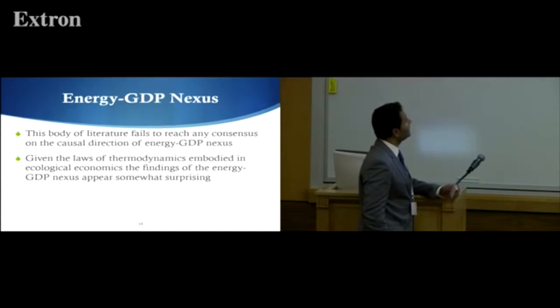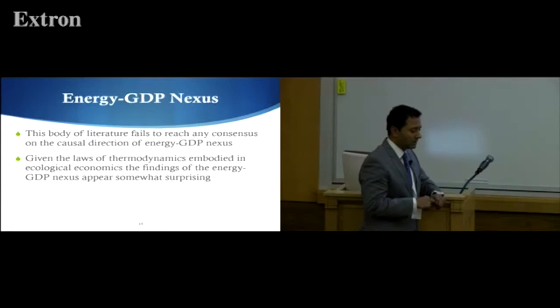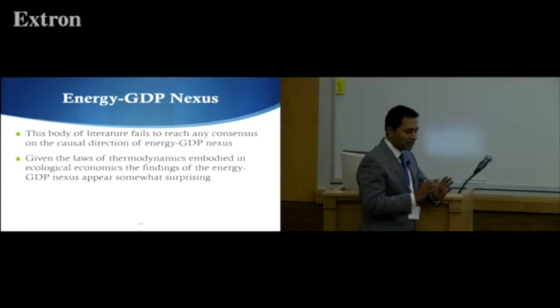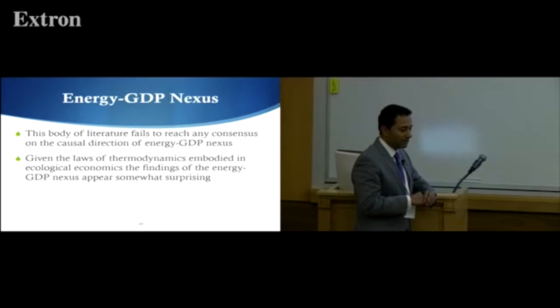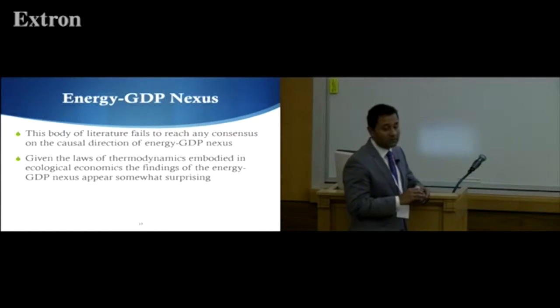I'm just going to skip the last point. I just talked about not having any consensus in the field. And I just want to note that, given the laws of thermodynamics that ecological economists believe in, no matter which production process we are using and how efficient it might be, it is always going to waste some amount of energy. It seems a little surprising that somehow we can end up with a decoupling between energy consumption and economic growth.